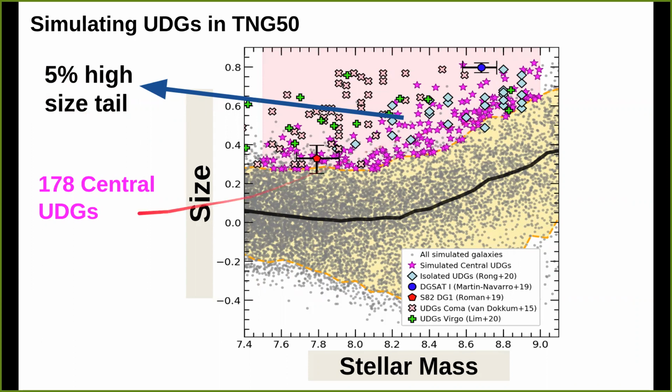We found a several number of central UDGs located in low-density environments, highlighted with magenta stars in this plot. Also, we include some observational data for UDGs in the Coma and Perseus clusters, and also UDGs in low-density environments. Our definition of UDGs overlaps very well with observational samples.